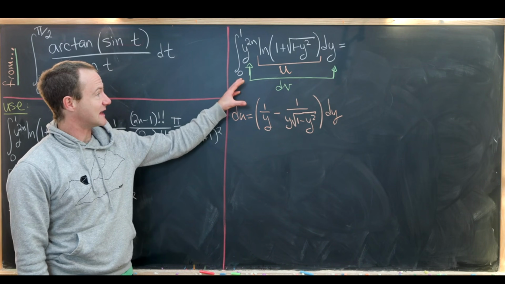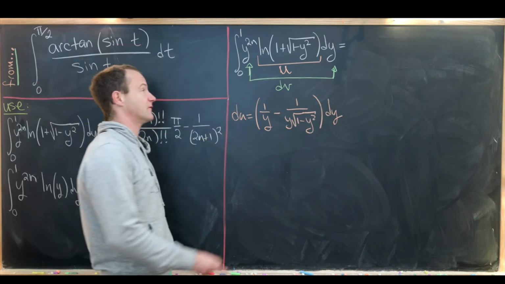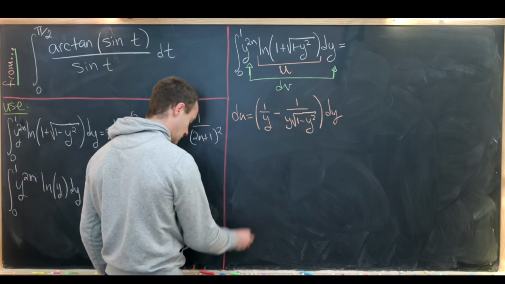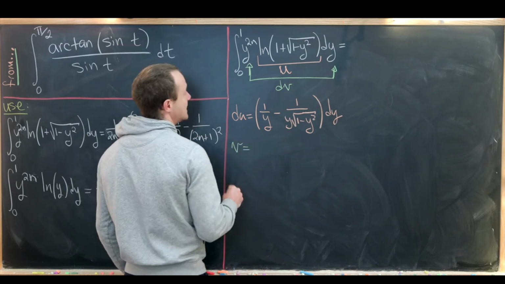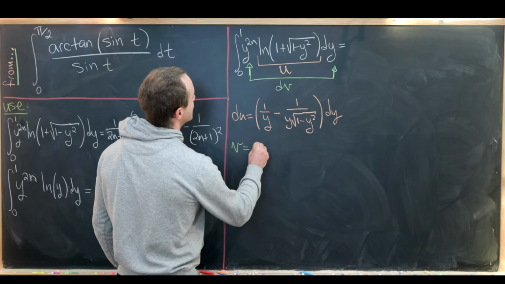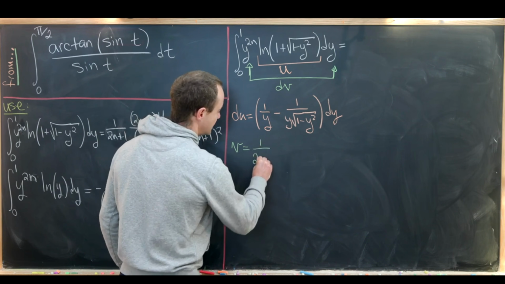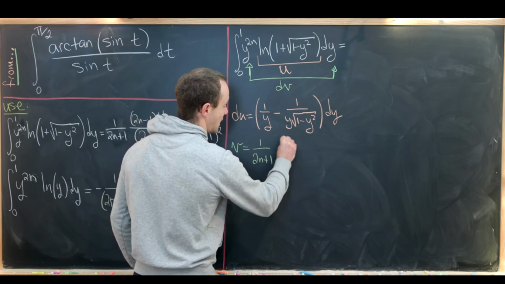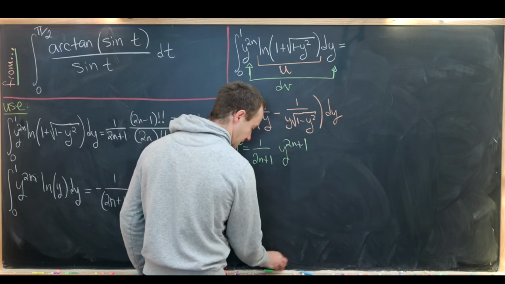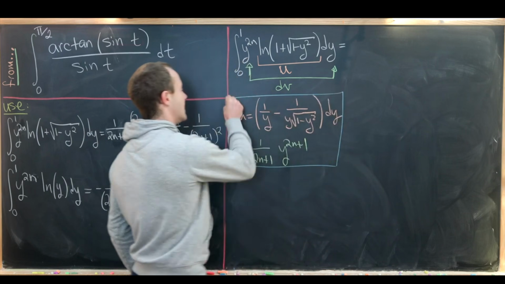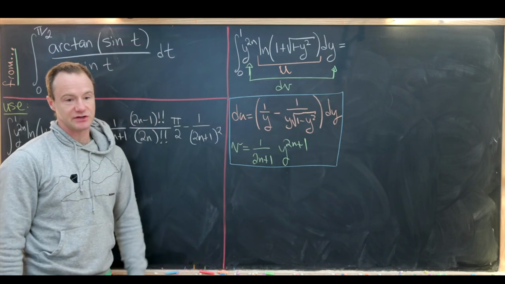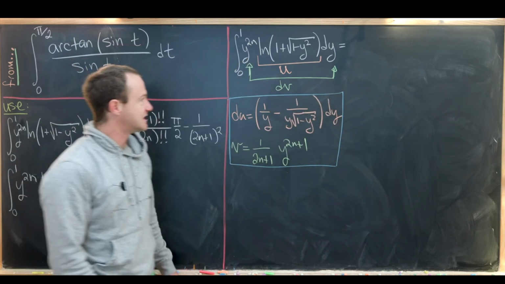Okay, but then taking the antiderivative is fairly straightforward. We can just use the power rule. So we call that dv, so we'll say that v is equal to 1 over 2n plus 1 times y to the 2n plus 1. Great. And now those two parts set us up really nicely for integration by parts. So let's see what we'll get.